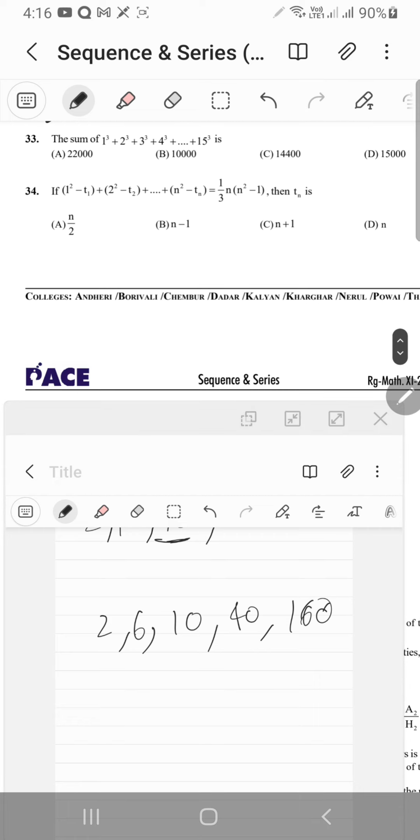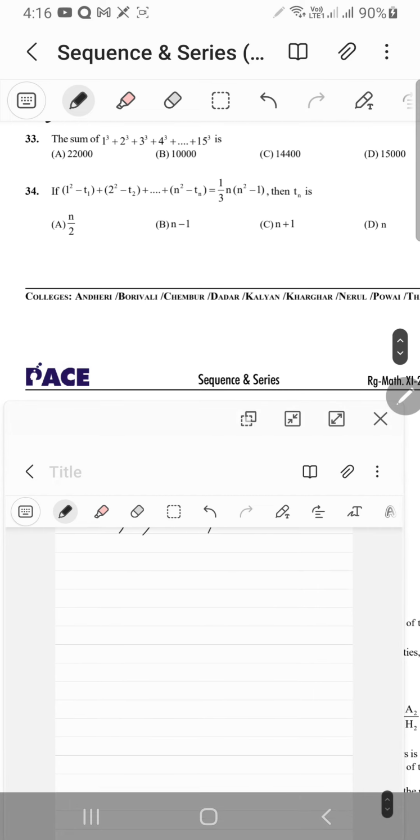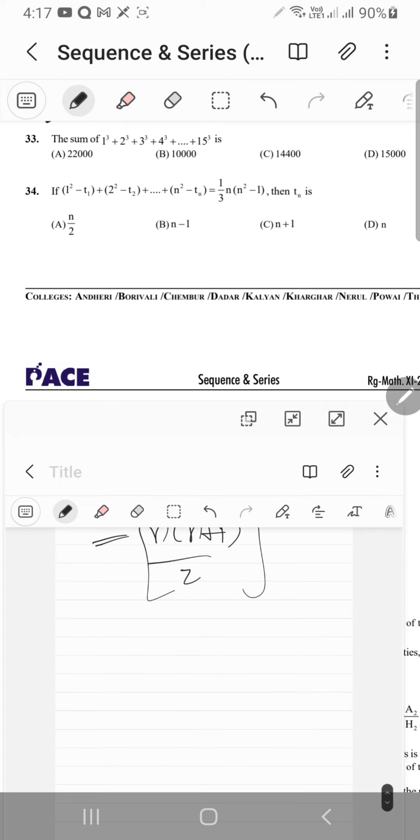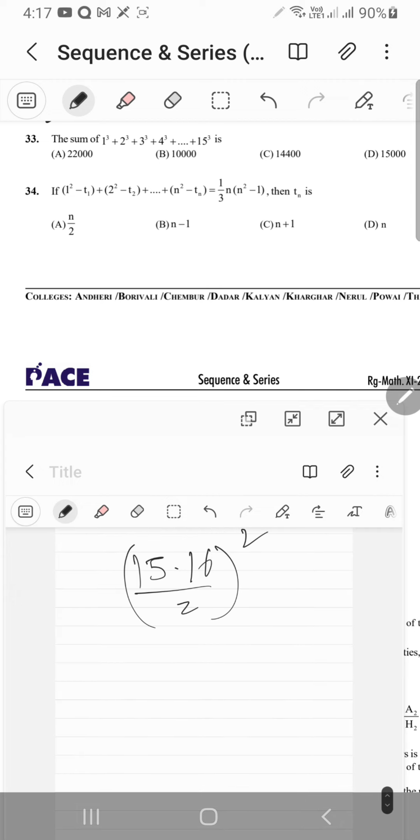Next, the sum of 1 cube plus 2 cube plus 3 cube all the way till 15 cube is. So yeah, we just proved this, that 1 cube plus 2 cube all the way till n cubed, that's just n into n plus 1 upon 2 squared. Same thing over here. So it's 15 into 16 upon 2 squared, but 16 upon 2 is like 8. 8 times 15 is 120, I think. Yes, it's 120 squared, which is 14400.